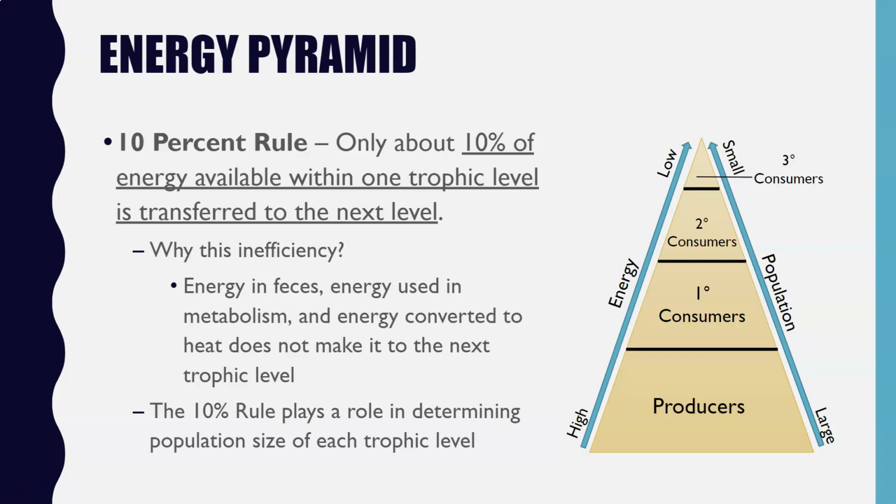And then the 10% rule plays a role in determining population size. So you're going to see that producers are probably going to be of the highest population, and then as you go up and decrease energy available, you're also going to see a decrease in the population.